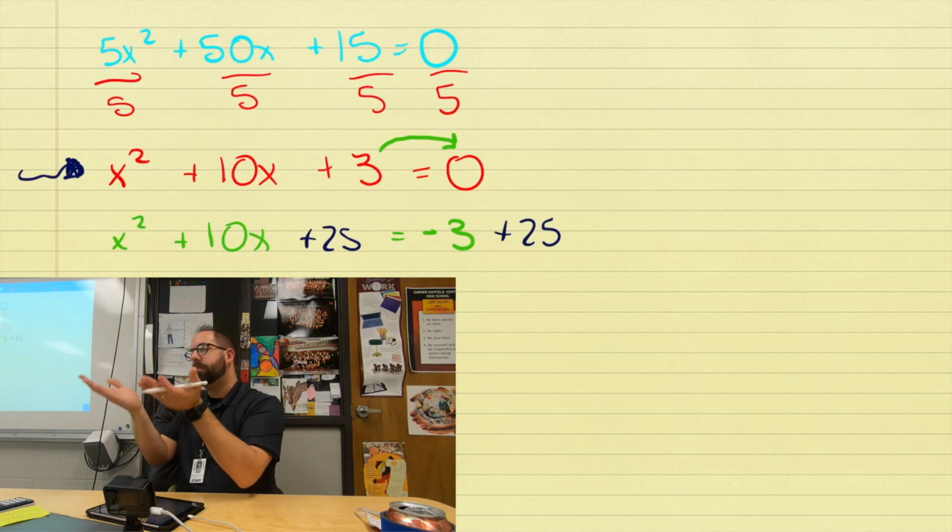Now, why we can do this is because it's still a balanced equation. We're doing an addition property of equality.